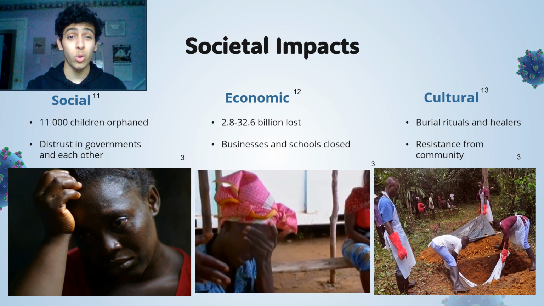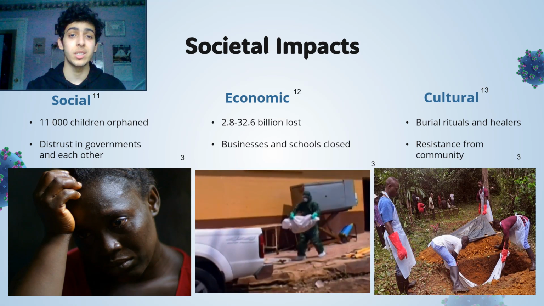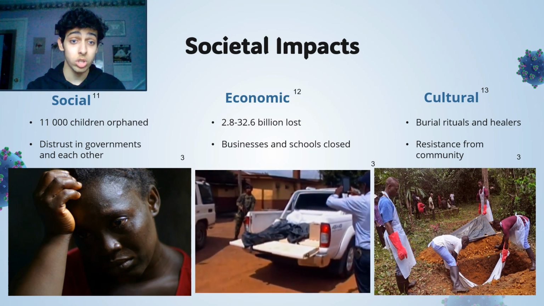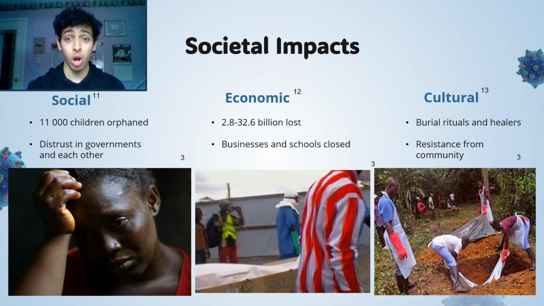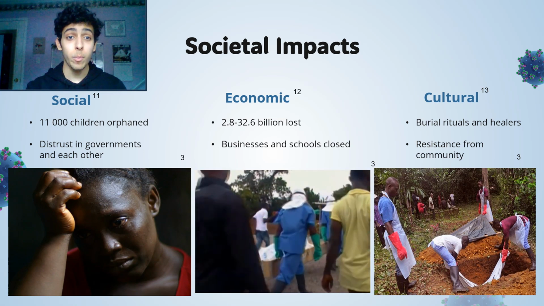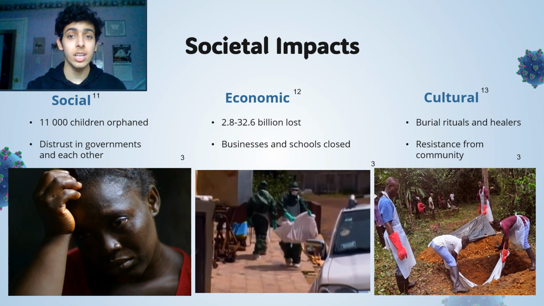The crisis caused a total of $2.8 to $32.6 billion loss in GDP, and schools and businesses were forced to close, causing economic instability, job losses, and food insecurity. Culturally, there were many efforts to stop the spread. However, the community was very reluctant to change.